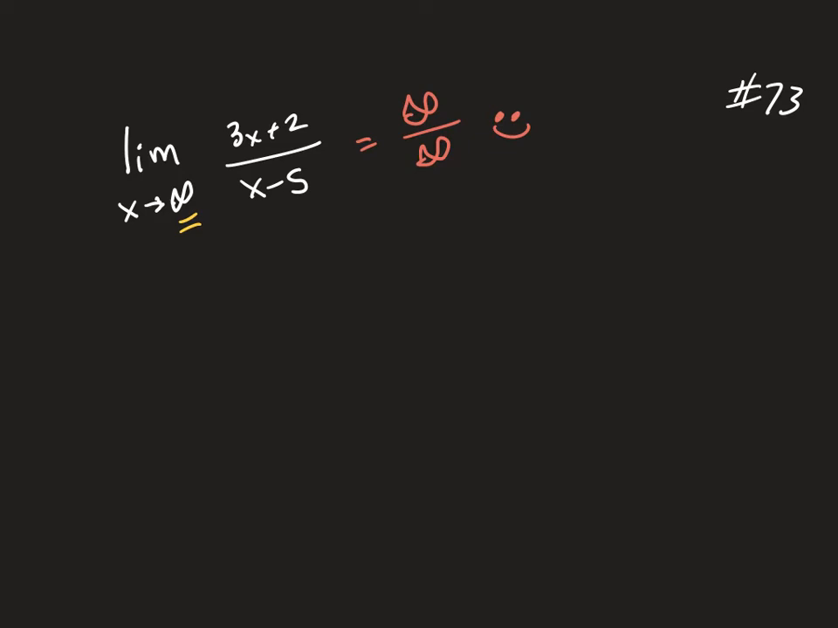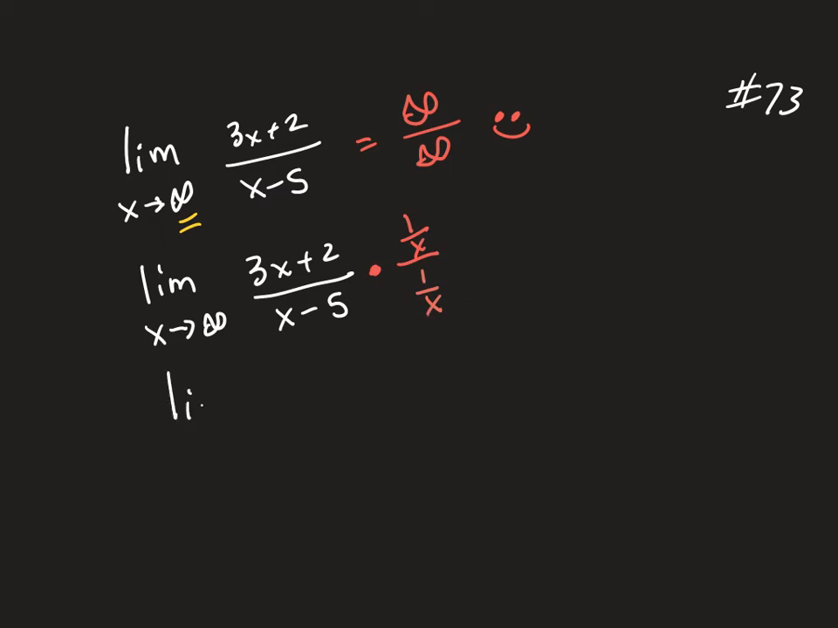So what I'm going to recommend, and once you do this a couple times, you'll start to see a pattern, is that we take this expression and we multiply it by a form of 1. In particular, I'm going to multiply the numerator and the denominator by 1 over the highest power of x, which happens to be a linear term, which is just x. So I'm going to multiply by 1 over x on top and bottom, and I'll distribute that.